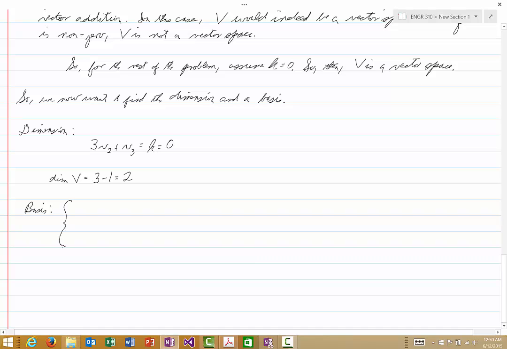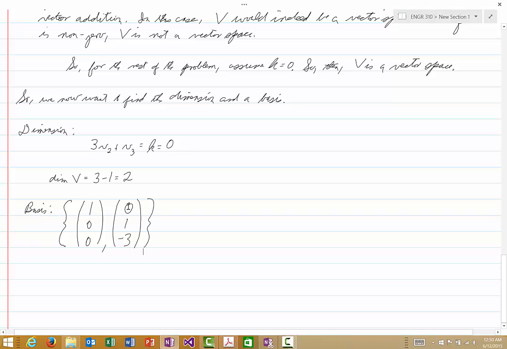For instance, one possibility would be 1, 0, 0. Because if v2 is equal to 0 and v3 is equal to 0, then certainly 3v2 plus v3 is equal to 0. And now we need to find one more vector that satisfies this, and I would choose 0, 1, negative 3. That's a very easy choice.